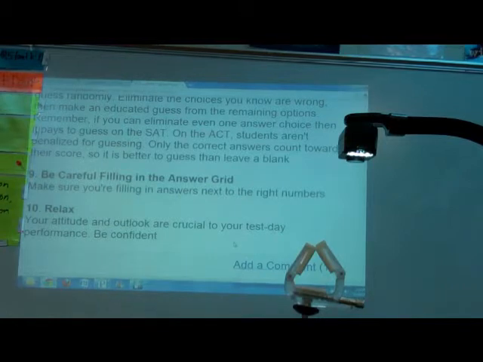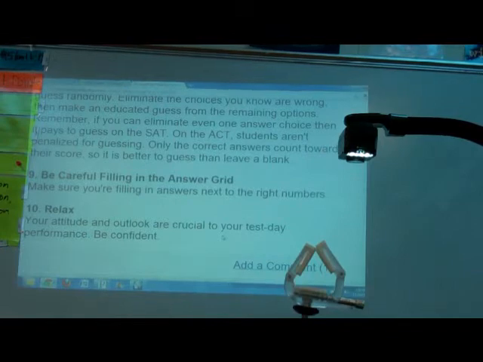And be sure to relax. Your attitude and outlook are crucial to your testing performance, so be confident. And that'll make a big impact on how you do.